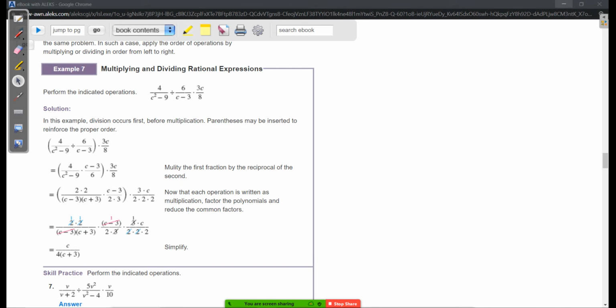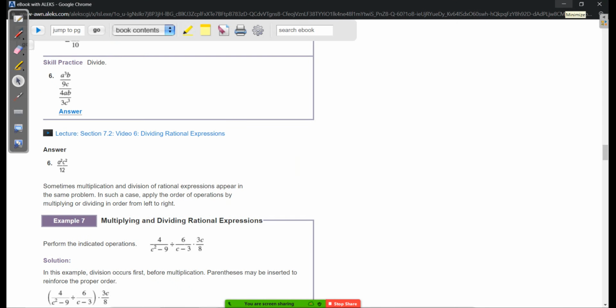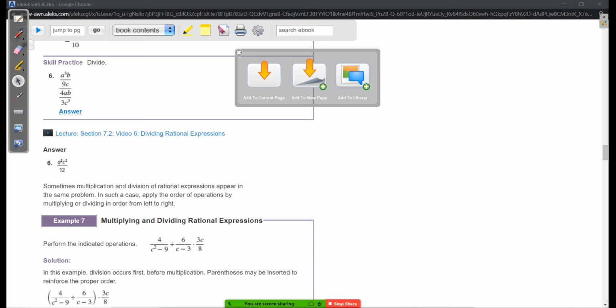Okay, I think I might have gotten ahead of myself, so let's go back and see if I skipped anything in the paragraph. It reads, sometimes multiplication and division of rational expressions appear in the same problem. In such a case, apply the order. Okay, that's actually good, and it might be a nice little segue into something else I can talk about.